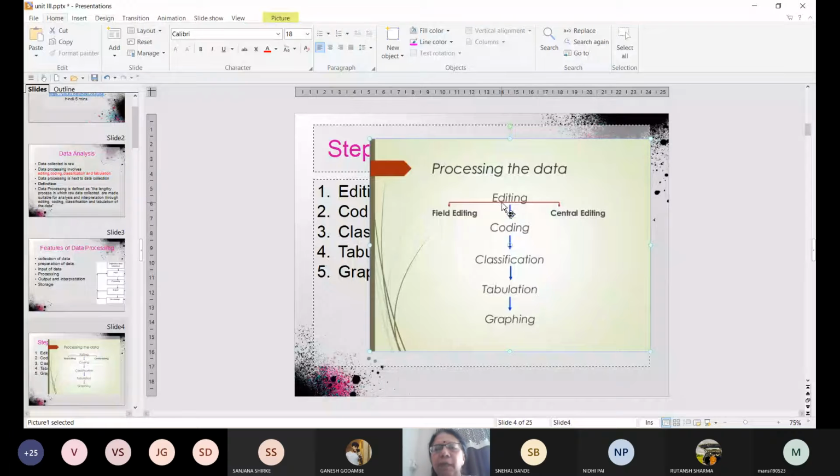Which are these steps? Editing, number 1. Coding, number 2. Classification, number 3. Tabulation, number 4. And graphic presentation, number 5. So in data processing, there are 5 steps. I am reminding you again, after data is collected, it has to be processed. After processing, the data can be analyzed and then later on interpreted. So we are just in between now.